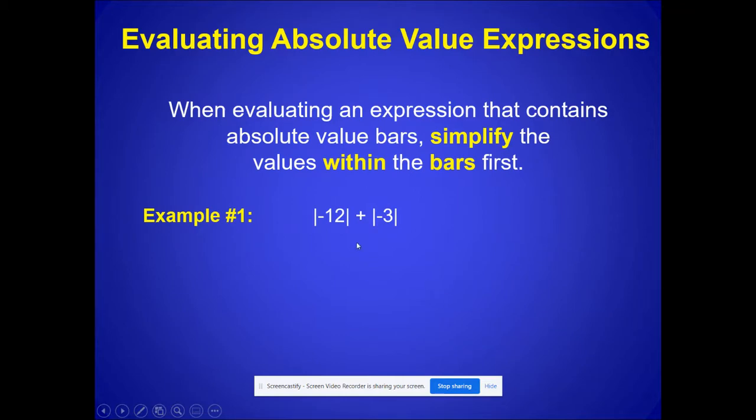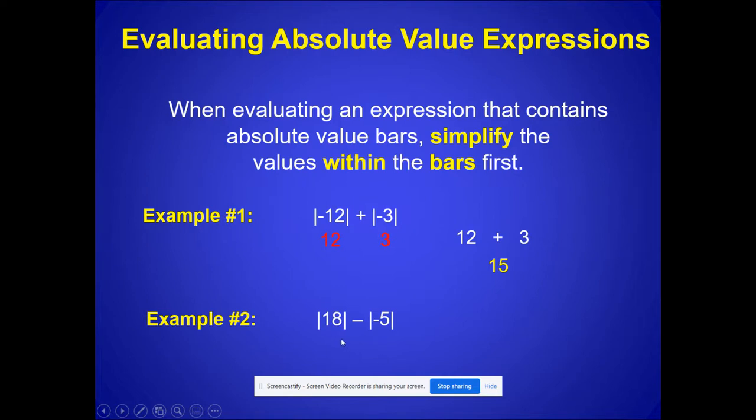For example, I have the absolute value of -12 plus the absolute value of -3. You have to take the value of both of these before you can add them together. The absolute value of -12 is 12. The absolute value of -3 is 3. Then I will add these two values together, 12 plus 3, to get 15.